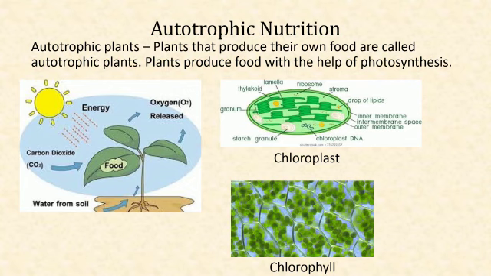Besides leaves, photosynthesis takes place in some other parts of plants like the stem. Example, cactus. Since cactus have thorns on them, the stem of the cactus, which is green in color, performs the process of photosynthesis.